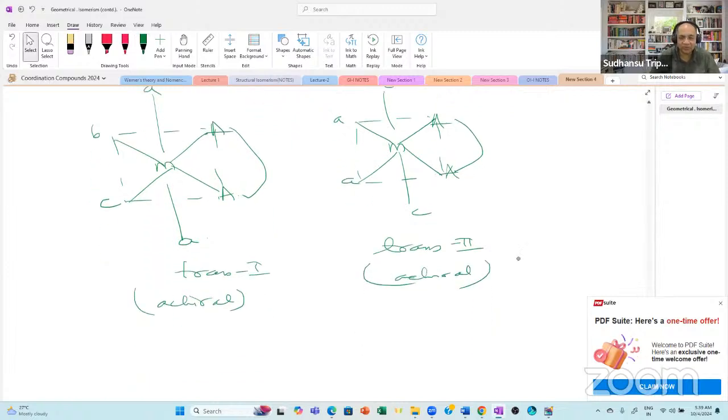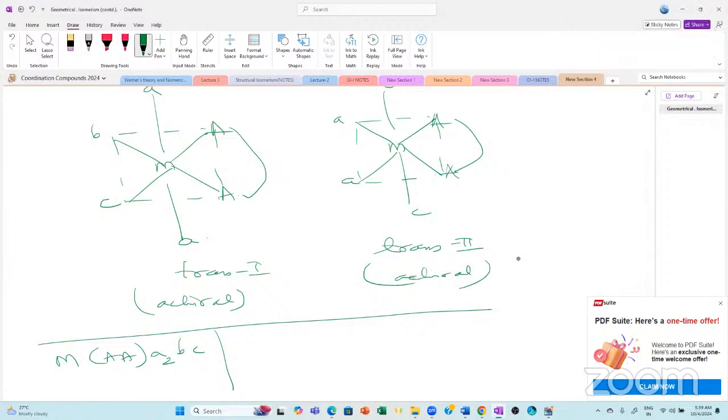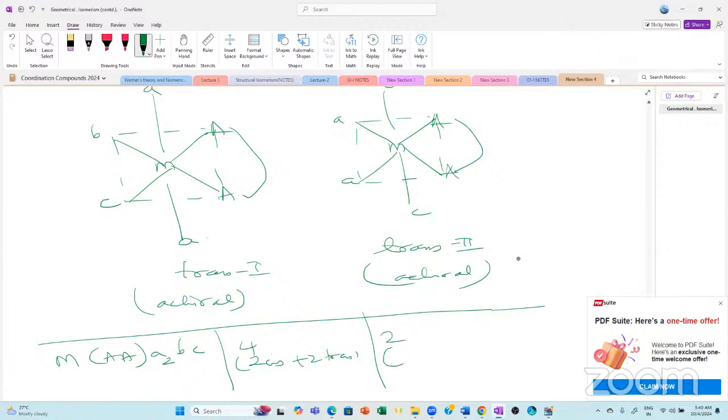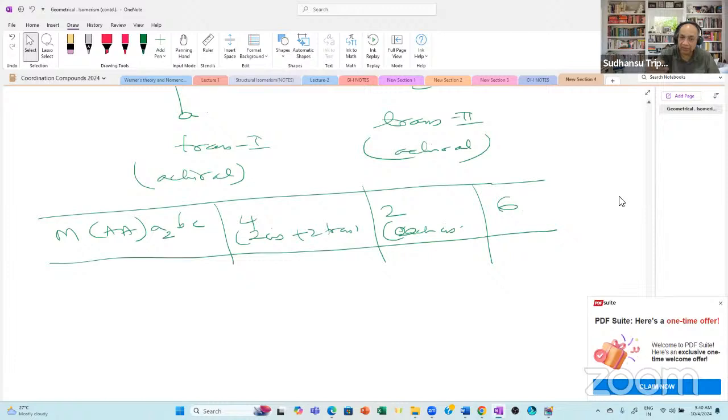So let us go to that table. I don't have a table now here. MAA, A2BC type, the formula, and the number of GIs, what shall I write with it? 4. 2 cis plus 2 trans. And what shall I write in the number of enantiomeric pairs? 2. Only the 2 cis, each cis. And the total is how much? 6. Put a line. So such kind you can give an example here, not in the table.